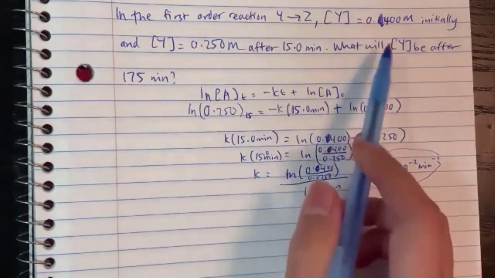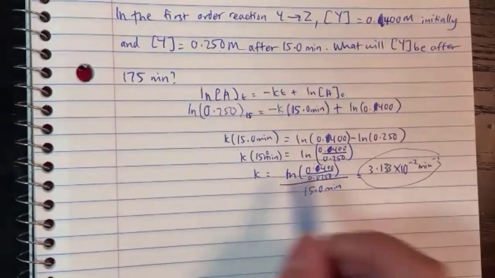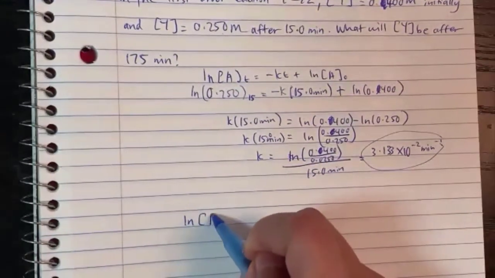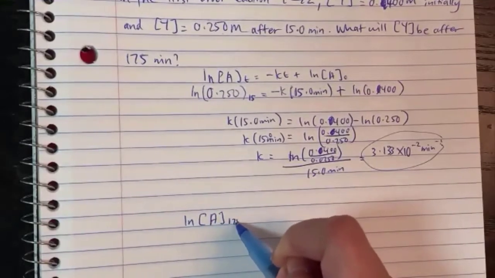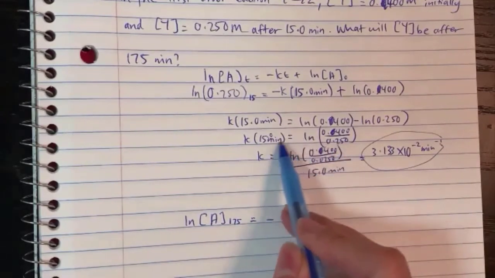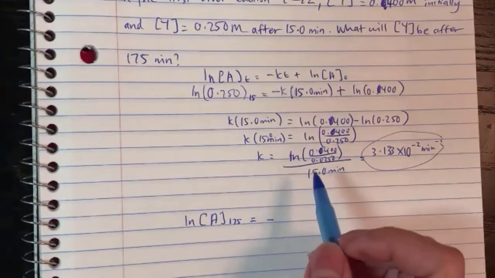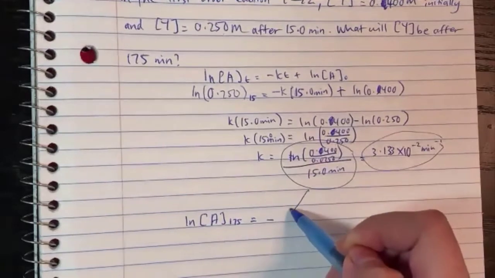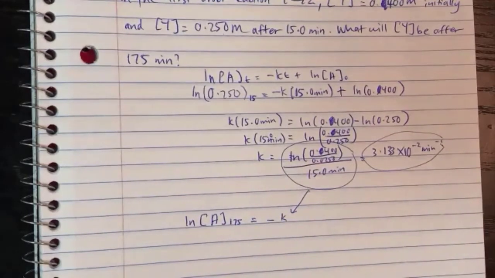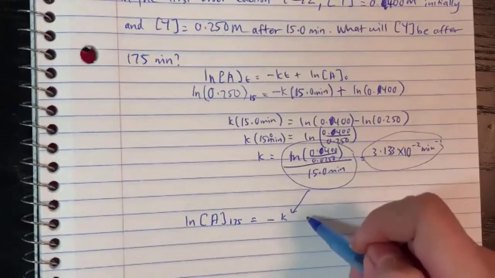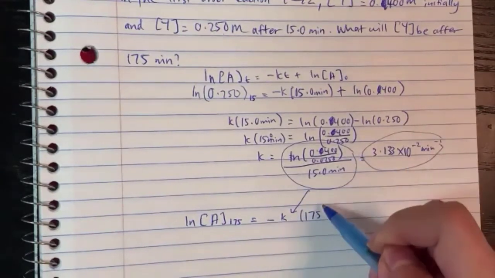So now we set up, what will the concentration be after 175 minutes? You go, okay, I found the k. Now I can set up my next thing I'm supposed to solve for. I'm supposed to solve for my A at time 175, the new time, equals minus k. I'm just going to write k and know that the k goes here, because I'm not going to round it. This is what I have on my calculator. So we got this k, and then t is 175 minutes.